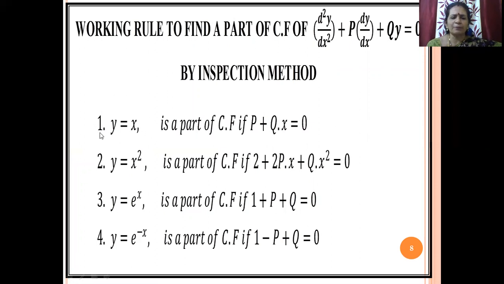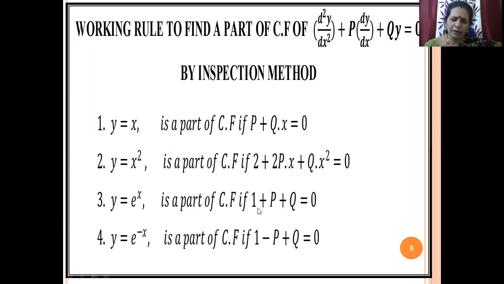If the differential equation is of the form p plus qx is equal to 0, then we can take y is equal to x as a part of the complementary function. Suppose we have 2 plus 2px plus qx square is equal to 0, then y is equal to x square is a part of the complementary function.